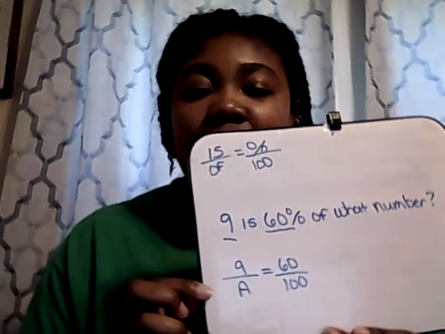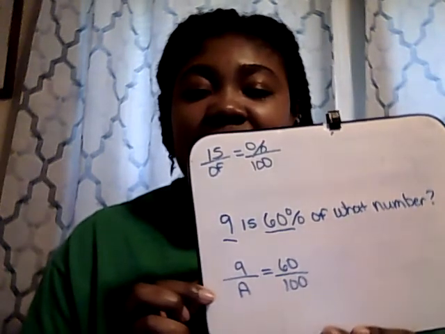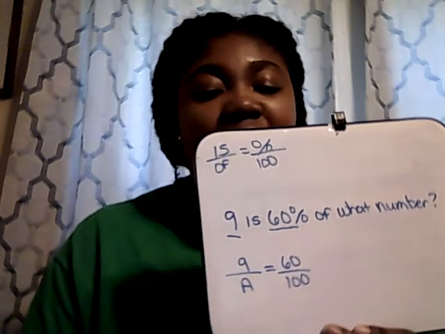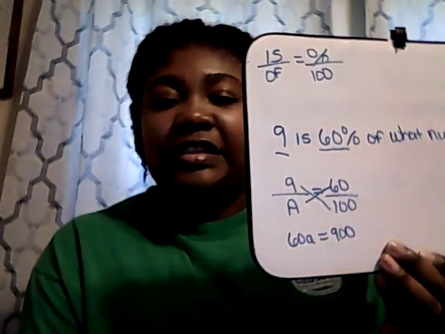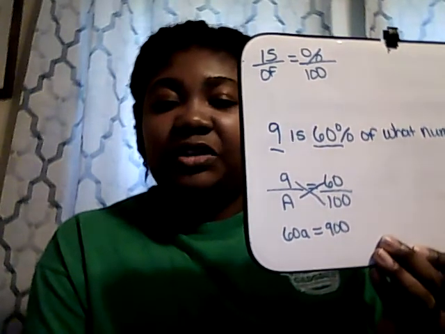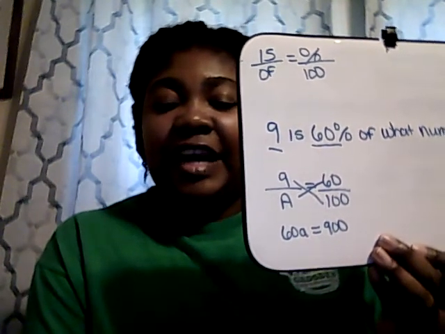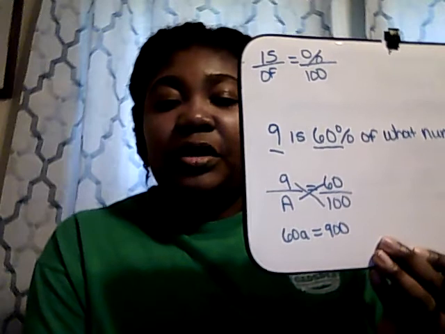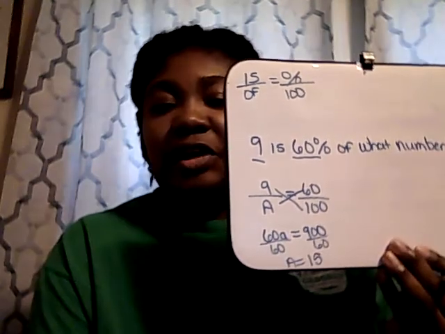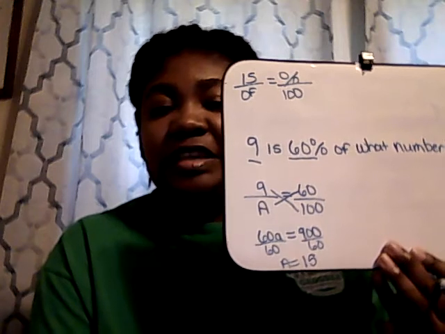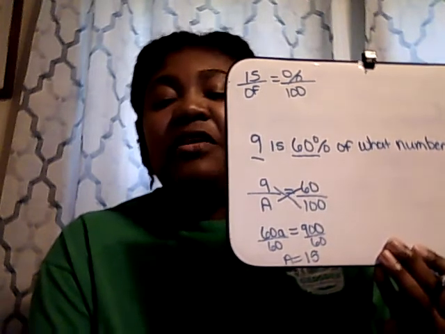9 over A equals 60 over 100. Now we're going to cross multiply. 9 times 100 will be 900, and 60 times A will be 60A. So 60 goes into 900. All you're going to do is divide. Our answer for this one is 15. 60 goes into 900 15 times.